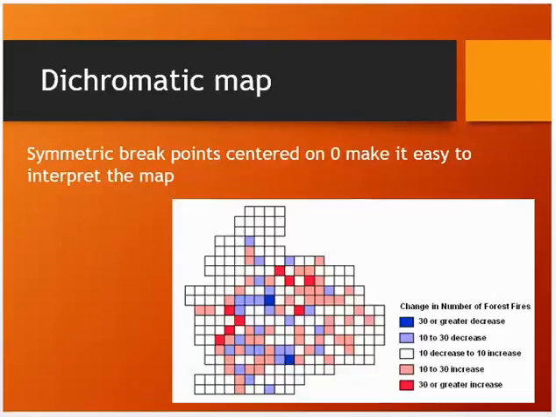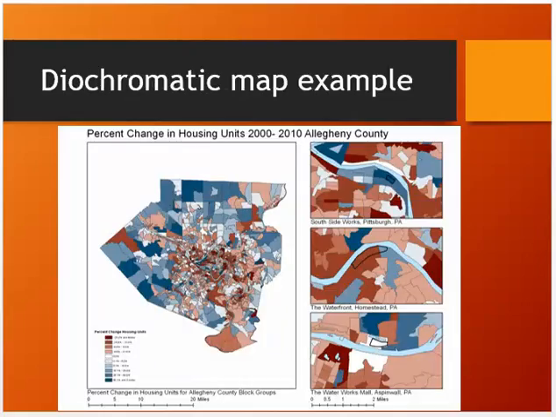So we have an example here of a dichromatic map. Positive, negative, change in the number of forest fires. Dark blue is positive, dark red is negative, with the varying shades in between, and center your data on 0. So here's another example. This is change in housing units. I think the author of our book likes Pittsburgh because most of the examples in the assignment data come from Pittsburgh, but here again is an example of a dichromatic map.